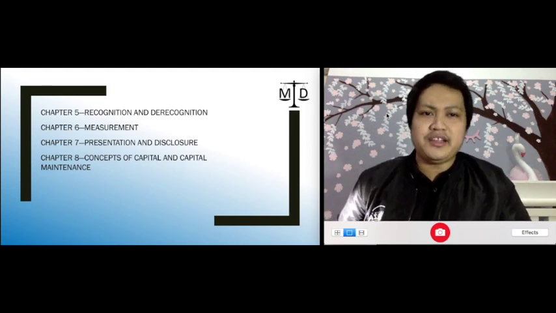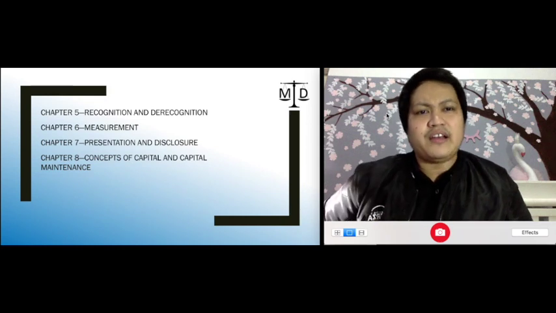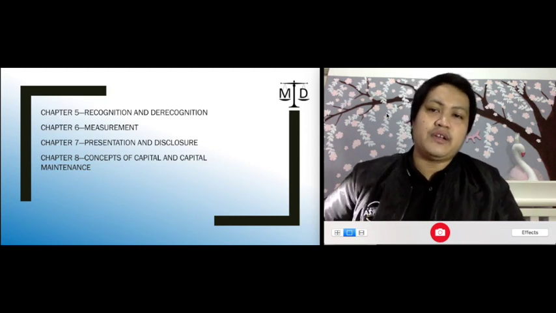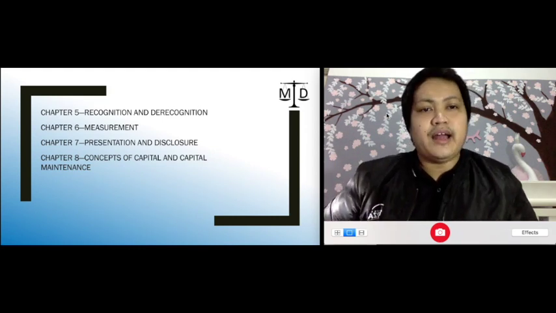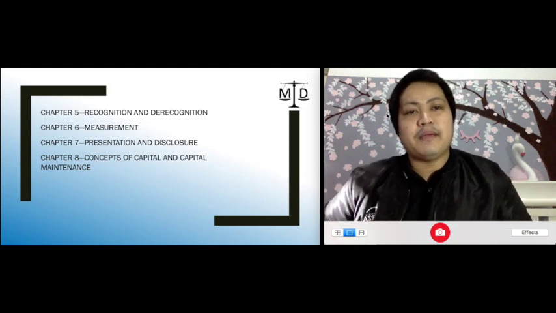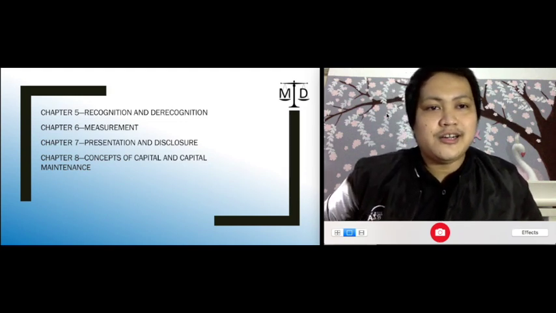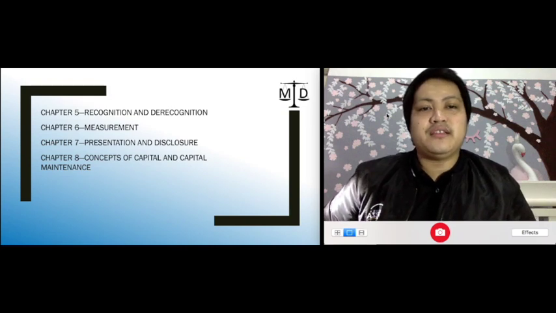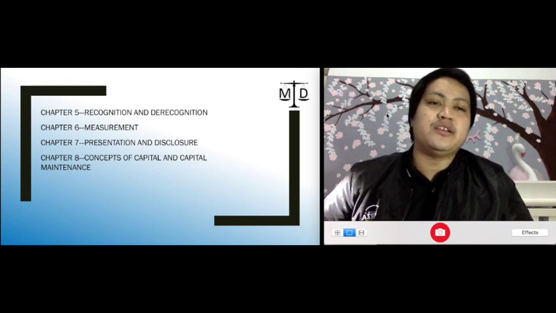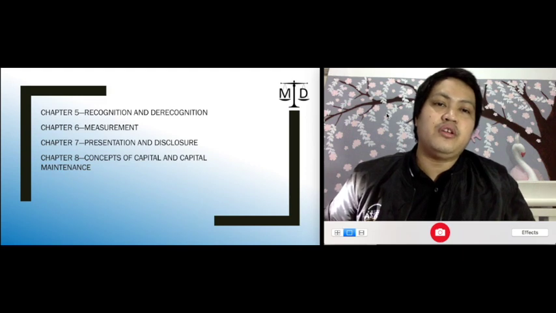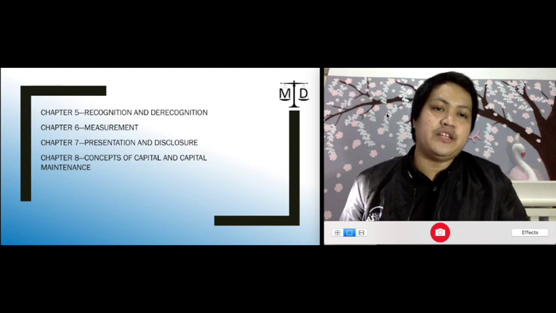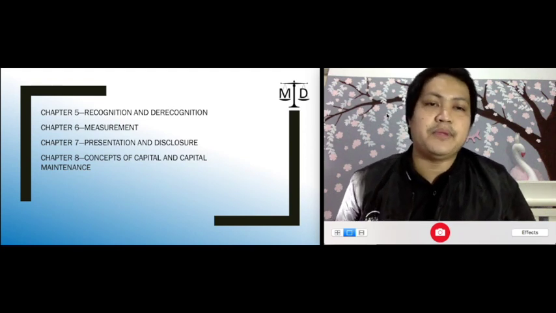As for chapter 8, very little attention is given to chapter 8. Chapter 8 tells you the 2 types of capital maintenance, and they are the physical capital and your financial capital. And more often than not, the physical capital is ignored because the common method that is adopted in almost all financial statements is your financial capital.